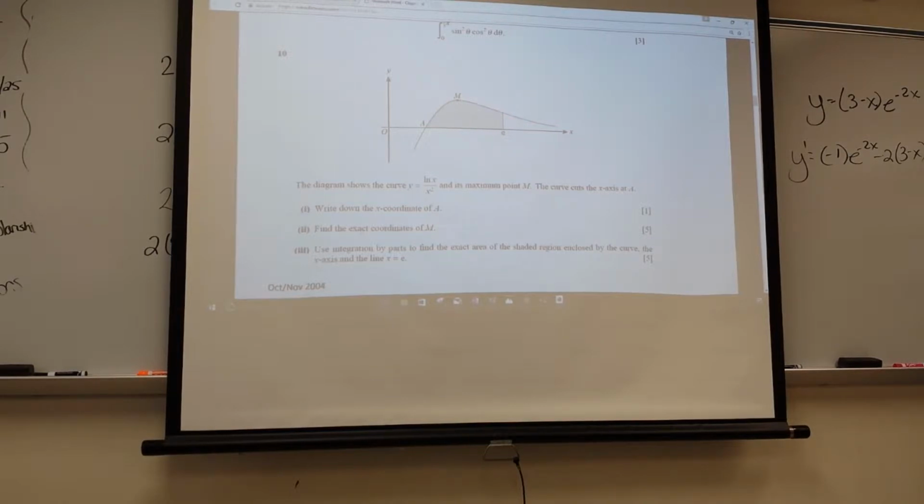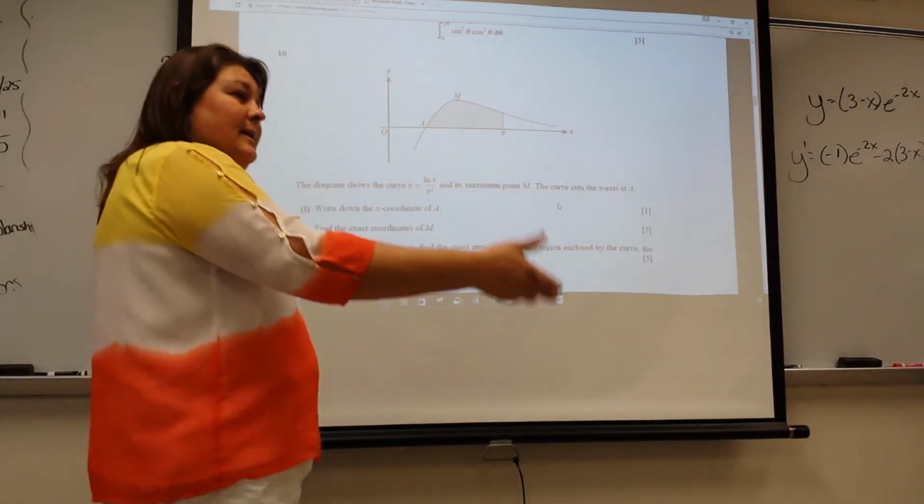Find the exact coordinates of M. Do you guys recognize that M is a maximum? So let's talk a little bit, how do we find a maximum? Well, we have to take the derivative. Set it to 0, solve for x, and plug x back into the original, solve for y. So you take the derivative, set it to 0, solve for x, plug it back in, and find your y.